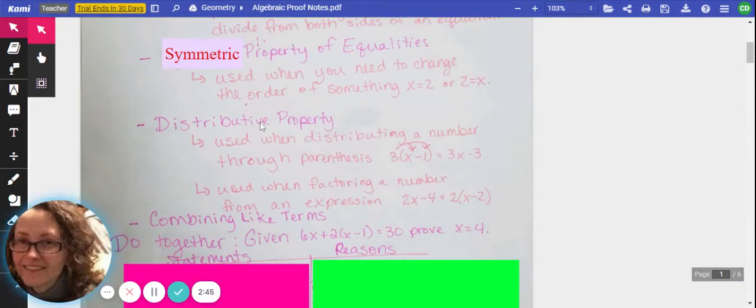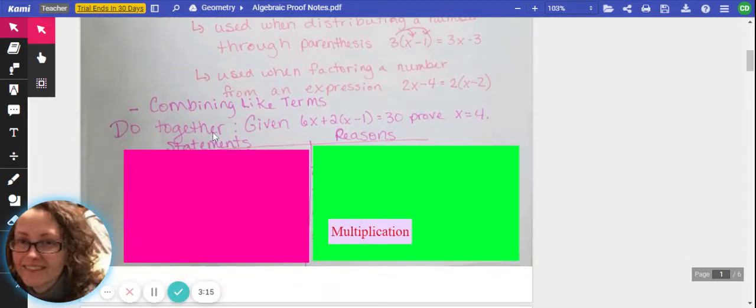The distributive property is used when distributing my numbers, so I'm going to take my 3 and distribute it to both terms on the inside, or I could use the distributive property when I'm factoring. So if I need to bring a 2 out of both the 2x and the negative 4, I'm going to divide both of those and factor out a 2.